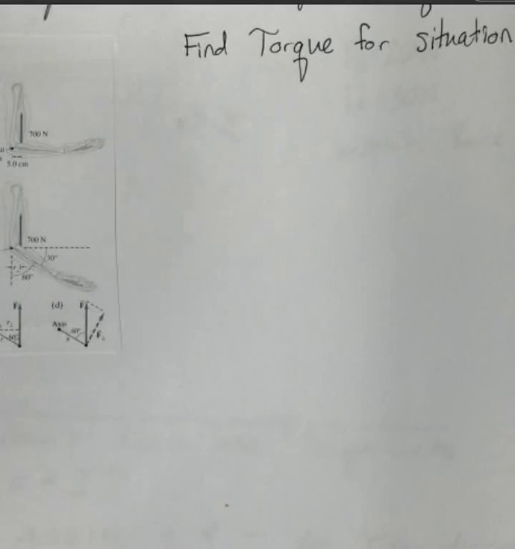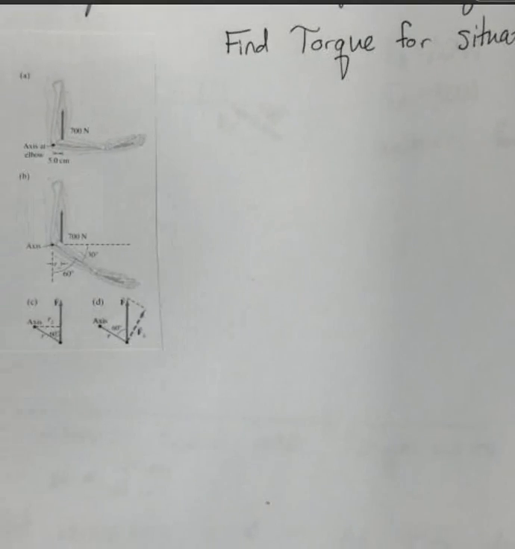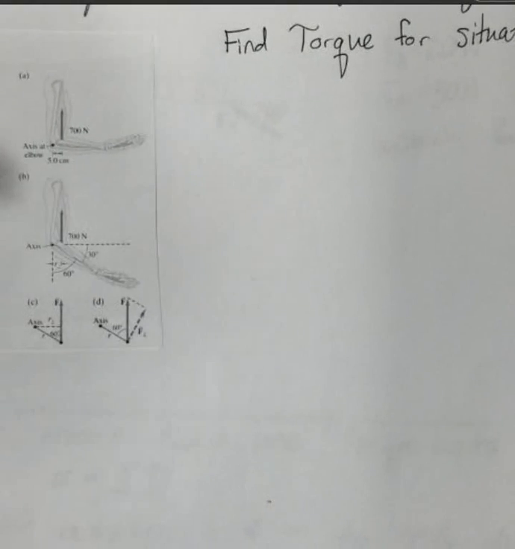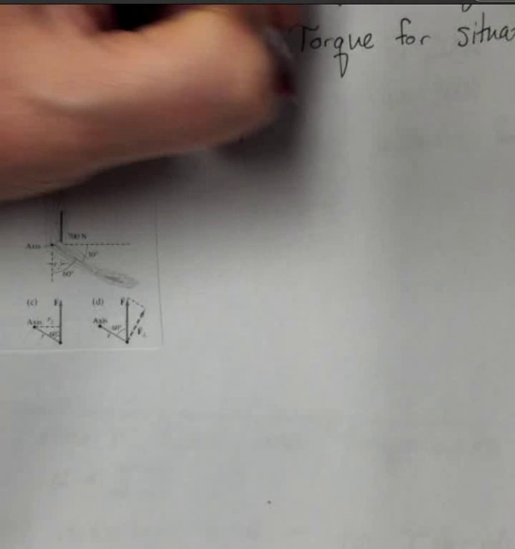And we're going to use those values to determine at what point in time your bicep can apply a more effective torque to move your arm. So remember that our torque is given by the equation r F sine theta.